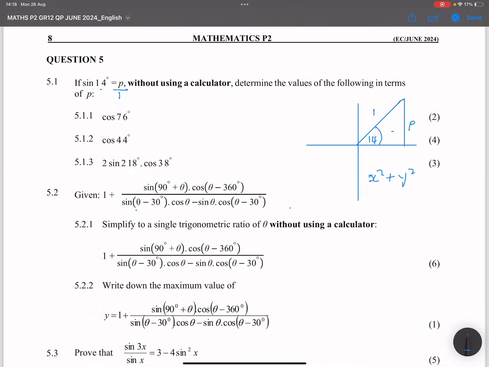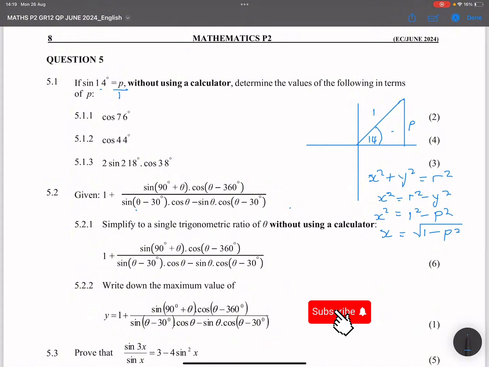X squared plus y squared equals r squared. So that means that x squared is equal to r squared minus y squared. And that gives us 1 squared minus p squared. And in this case, all we're simply going to do is take the square root of that. So to get x, that's going to be plus minus the square root of 1 minus p squared. But remember, this is the positive x values. It's in the first quadrant. So that value is the square root of 1 minus p squared.